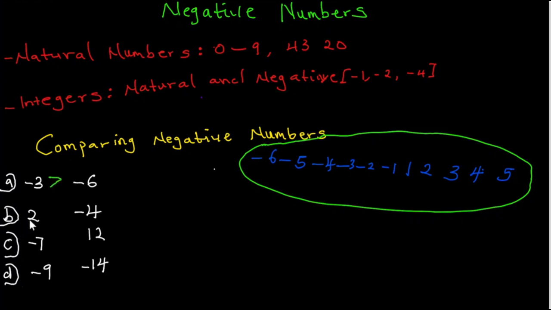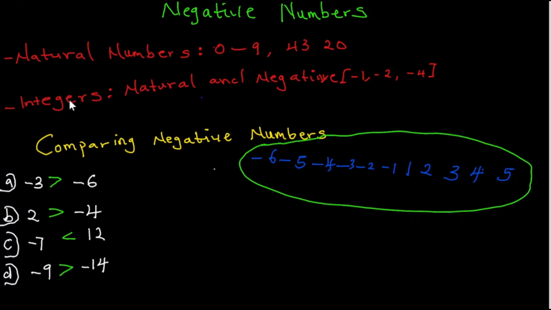Now we have 2. Of course, every positive number is always bigger than a negative number. So 2 is greater than -4. Then -7 and 12: -7 is less than 12. Then -9 and -14: -9 is greater than -14. Remember the number line, right? The smaller one in a negative number is bigger than the bigger one in a negative number. So -9 is greater than -14. This is how you compare numbers.